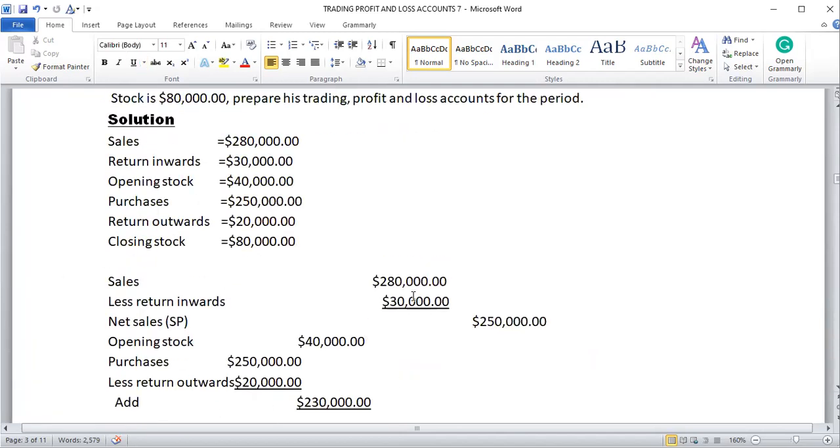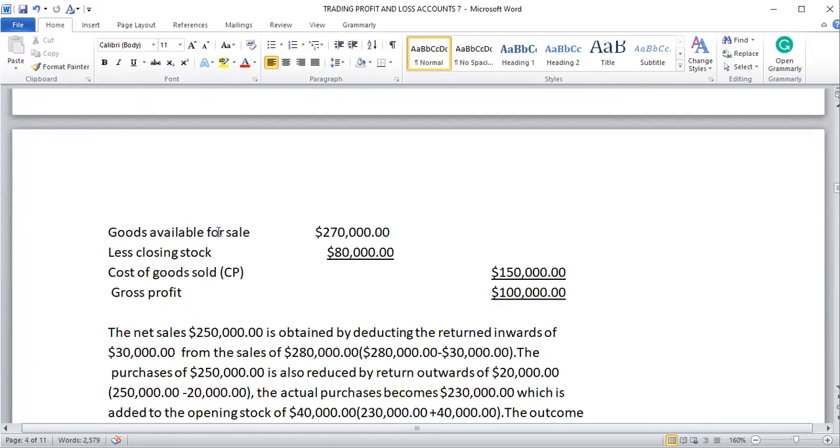It says $280,000 less returns of $30,000. Next is $250,000. Opening stock $40,000. Purchases $250,000, less return out of $20,000. We have $230,000 added to the opening stock of $40,000, so goods available for sale are $270,000, less closing stock $80,000, cost of goods sold $150,000.